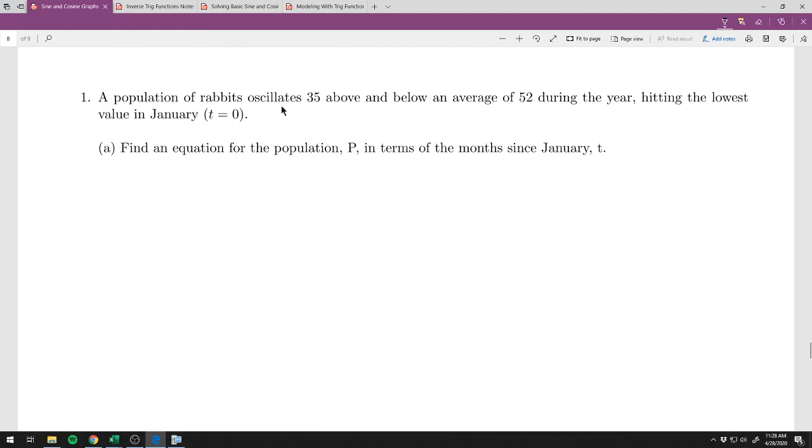All right, so one thing that's going to point out that this is going to be a trig graph, a sine or cosine graph, is the word oscillates. Oscillates means it just goes up and down regularly, which is exactly what sine and cosine graphs do. So just this word oscillates means we're going to have a sine or a cosine graph.